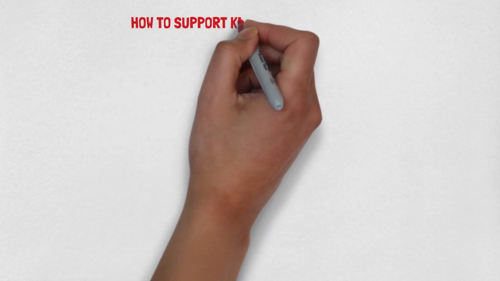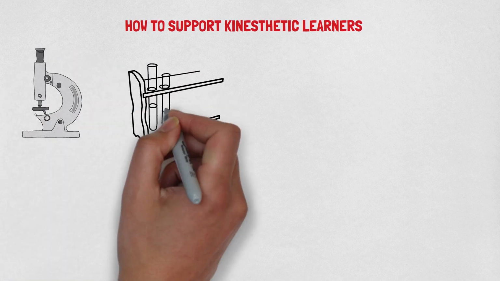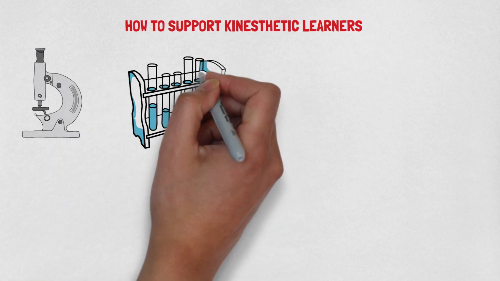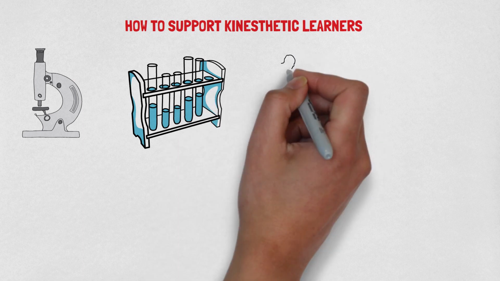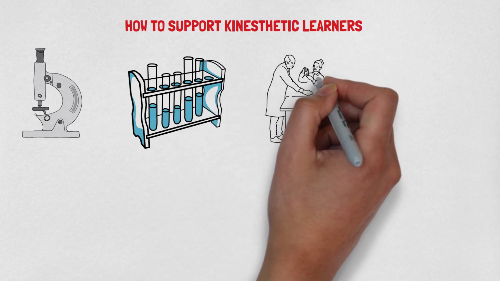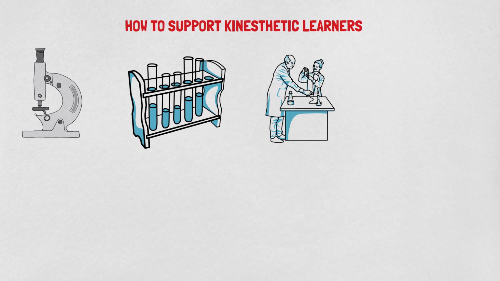How to support kinesthetic learners? To support kinesthetic learners, teachers can incorporate hands-on activities and experiments to reinforce concepts. For example, a science teacher might have the class do a hands-on experiment to better understand the scientific method. This can help kinesthetic learners remember the material and understand it more deeply.